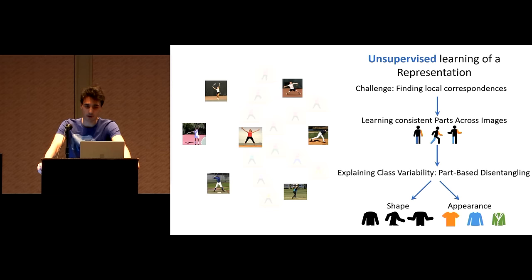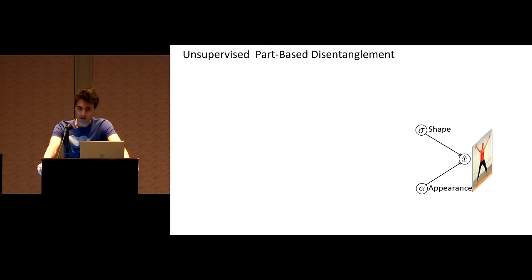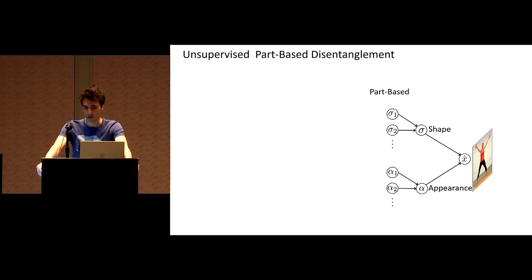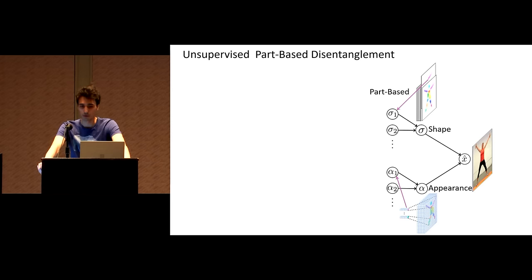As just motivated, we group the underlying factors of variation of the object class into shape and appearance, which are in turn represented on a part-based level. So each part has both a shape and an appearance component. We model part shapes as heat maps, and part appearances are modeled as abstract vectors. But how can we learn them without supervision? Both shape and appearance representation form the latent code of an autoencoding framework.